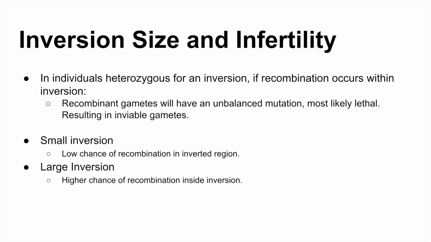If you have a small inversion, there's a low chance of recombination in the inverted region. But with a large inversion, there's a higher chance of recombination inside the inversion. So since recombination would result in a large duplication or deletion, there'd most likely be more inviable gametes with the large inversions.